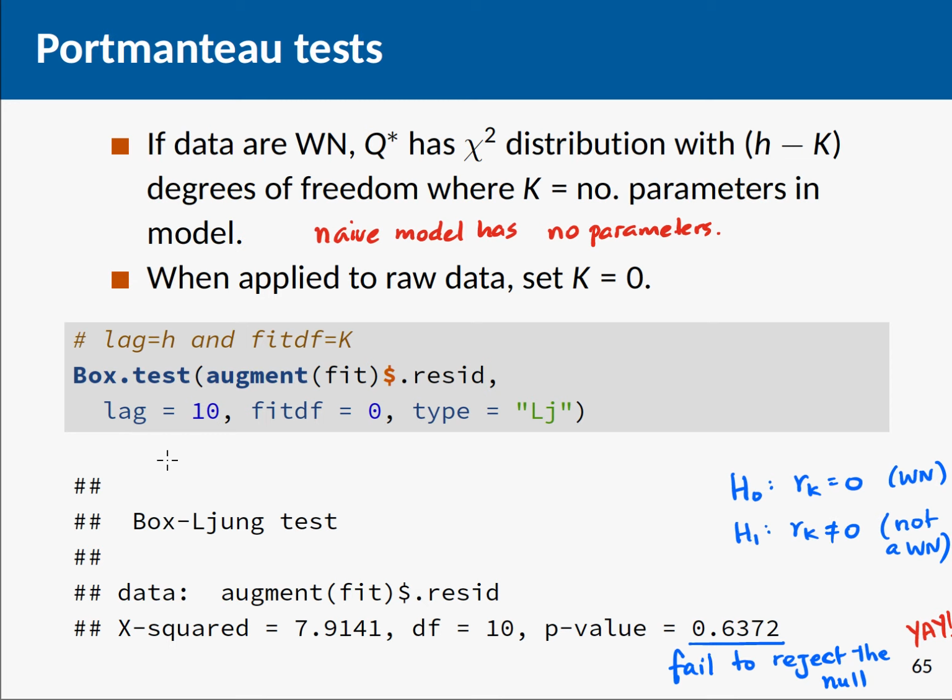Now we can look at what the output is. That's more important. The p-value is large, which is to say that we fail to reject the null hypothesis, which is good news for us, because r_k equals 0 means that our residuals are white noise.